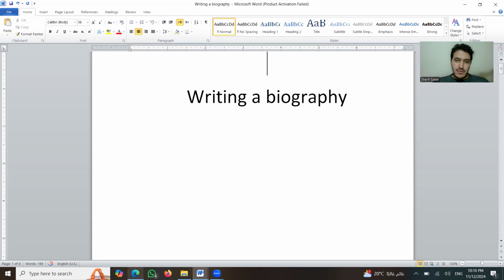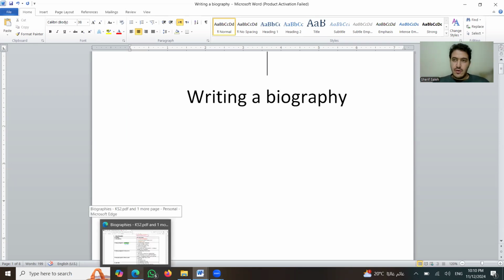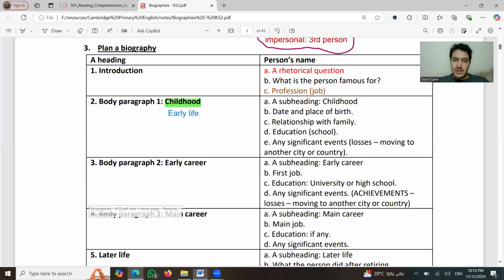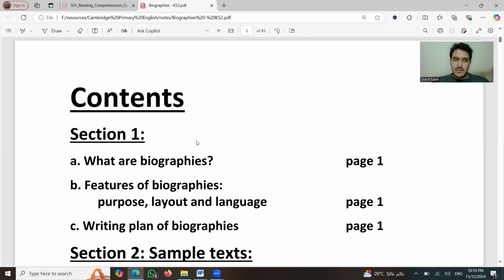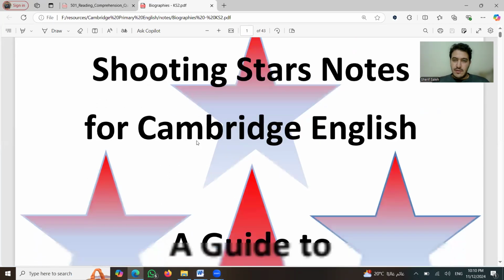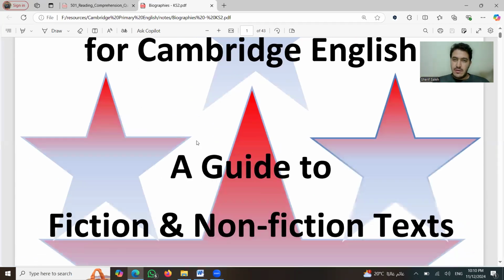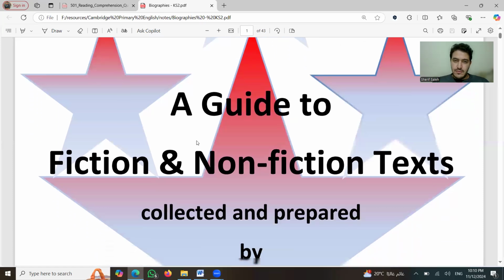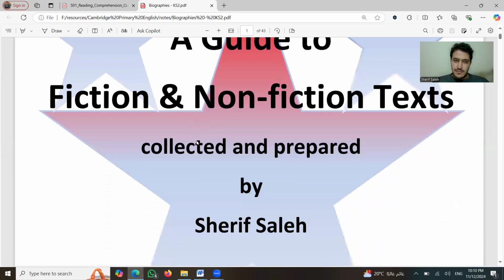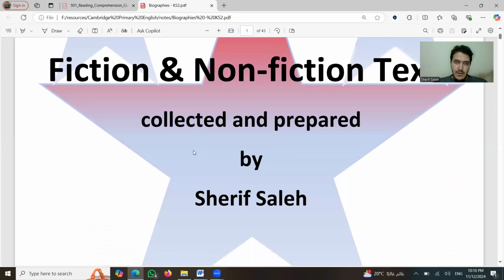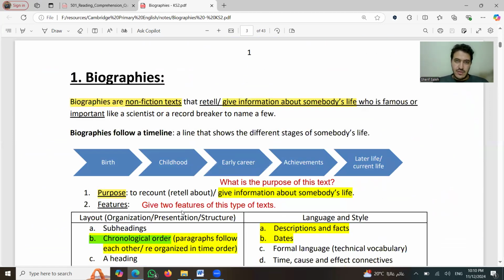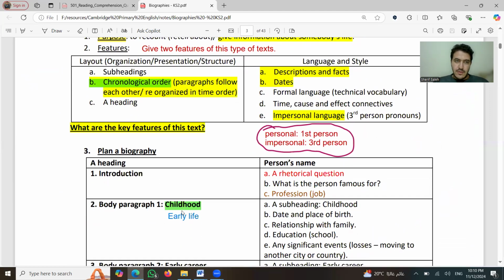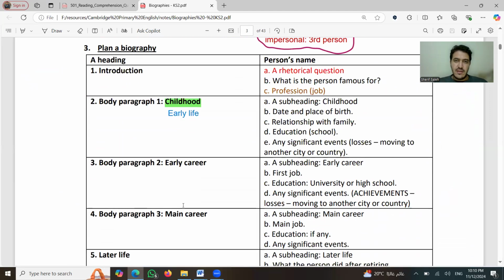In order to be ready to start, you need to download or get the file, this work file. You should find it in the description below the window. And to start, you need to go to page 3. And on page 3, you'll find a plan for a biography.